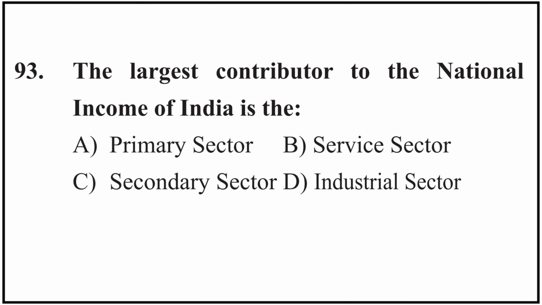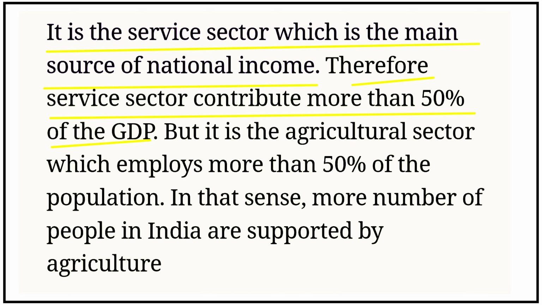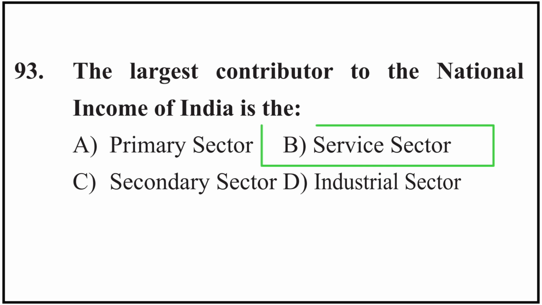93. The largest contributor of the national income of India is the, options are A, primary sector, B, service sector, C, secondary sector, D, industrial sector. Here is the answer. It is the service sector which is the main source of national income. Therefore, the service sector contributes more than 50% of the GDP. So here our right option is B, service sector.